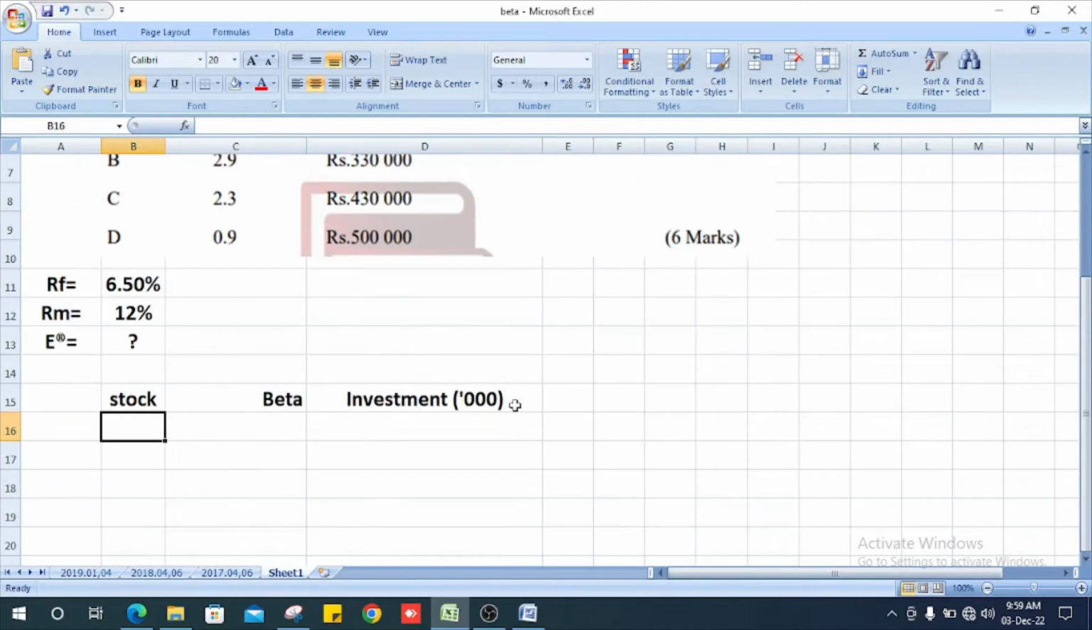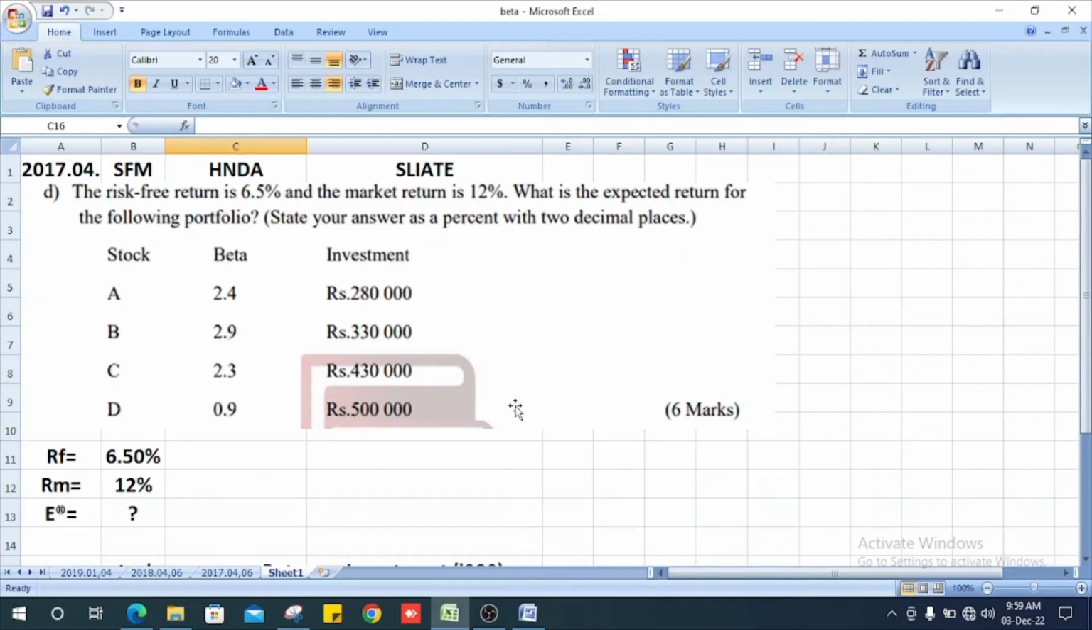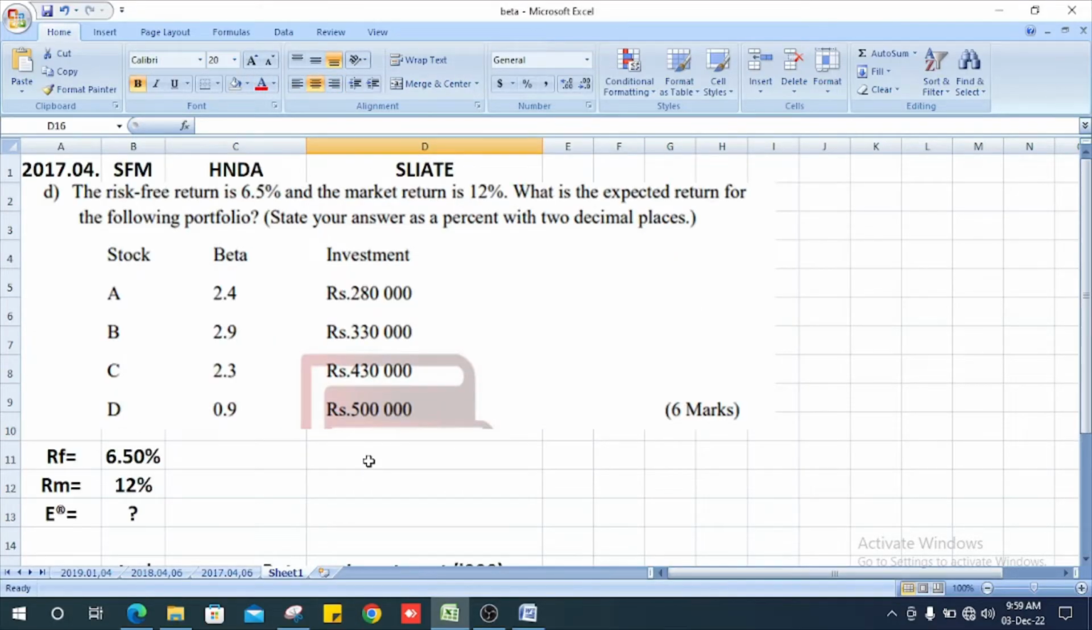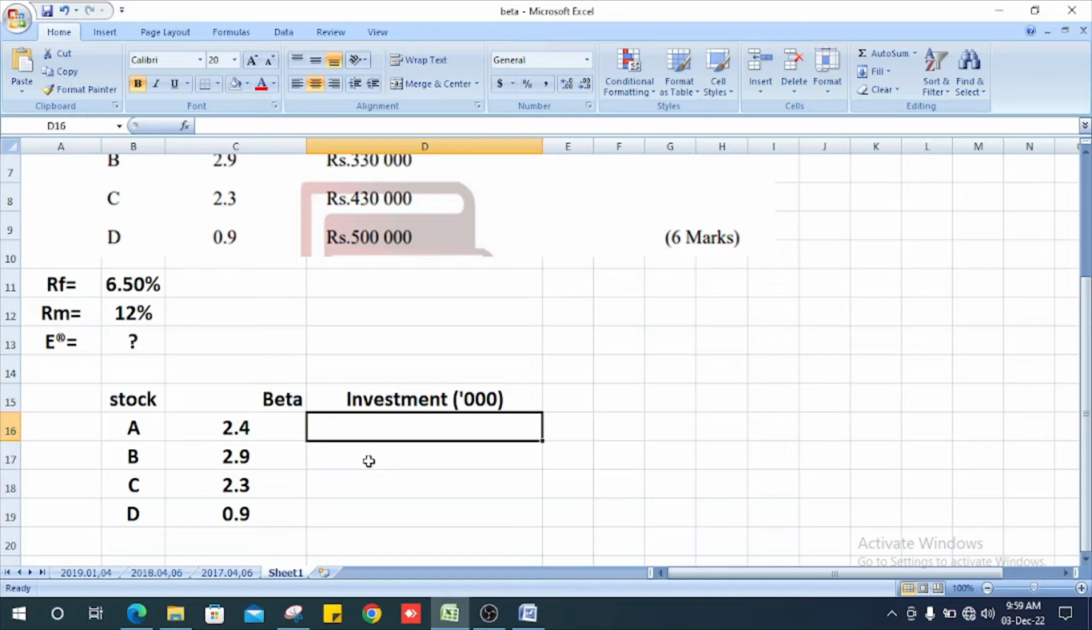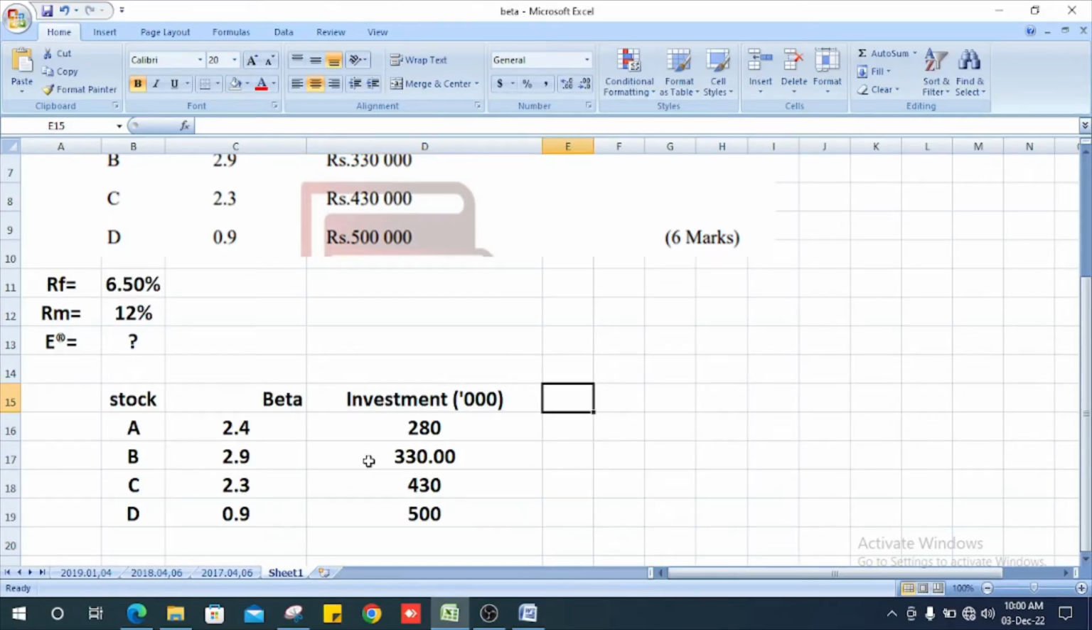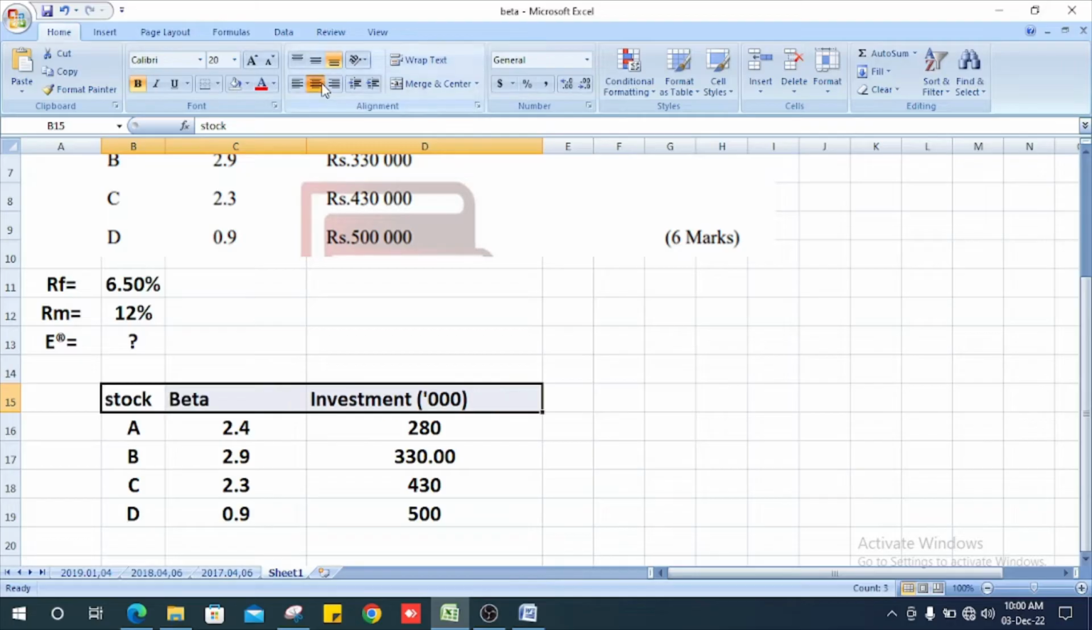Stocks A to D, and beta values 2.4, 2.9, 2.3, 0.9, and investment 280, 330, 430 and 500. That's the only detail they give us, right?